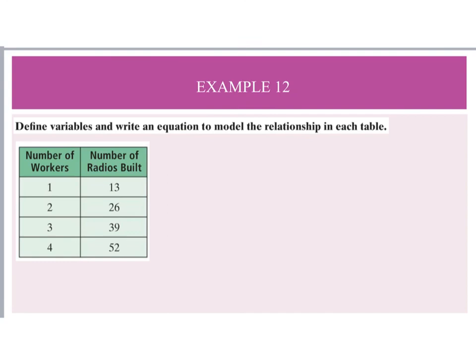So now that you've had a chance to try it, example 12 again is telling us that we have to define the variable and write an equation. So this time it looks like we are looking at the number of radios built, because remember, this is my x, this is my y. So I'm going to say the number of radios built is equal to, and it looks like we're looking at the number of workers.